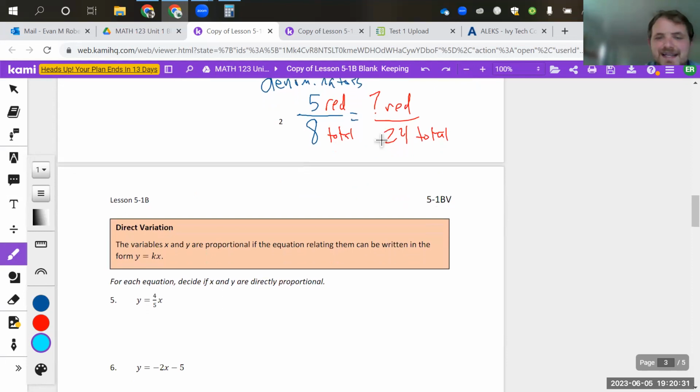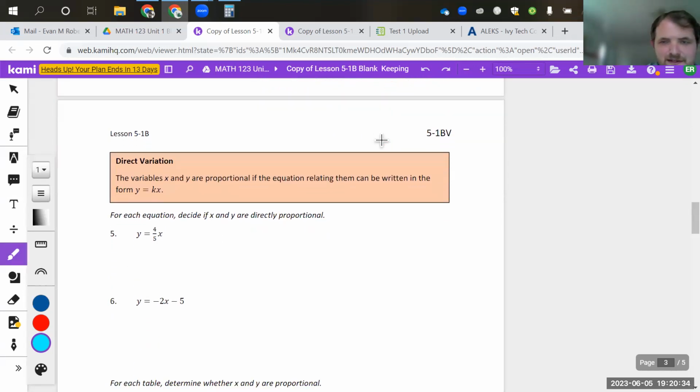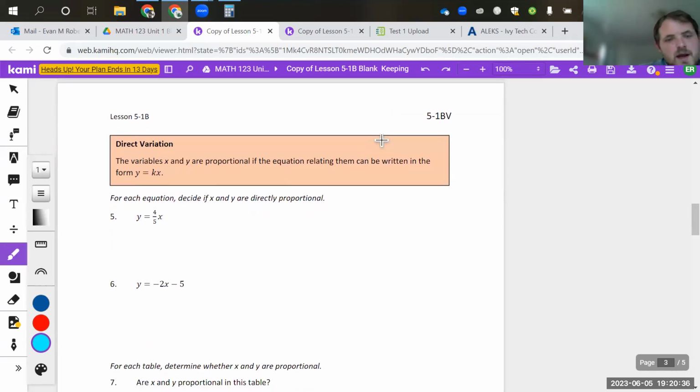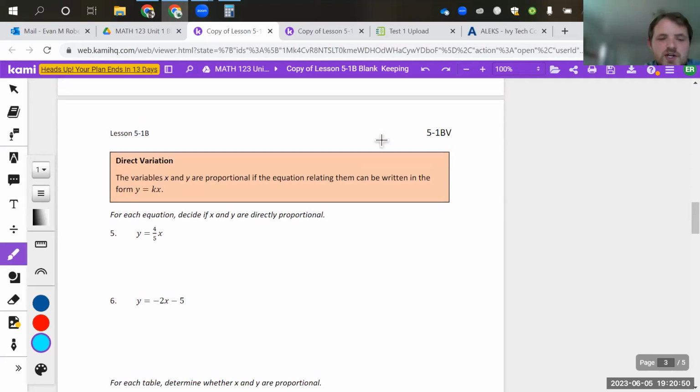Our next question here is kind of like a curveball in my opinion, just thrown in here. But essentially, direct variation means that they're proportional, going down to 0, 0. We'll get into graphs in the next unit, but essentially you want to start at 0 and go somewhere. That's what it means to be directly proportional.